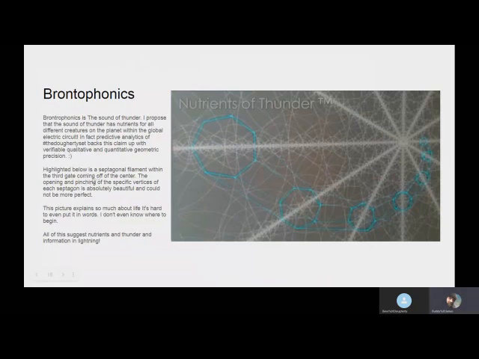through compression and rarefaction. So highlighted below is a septagonal filament within the third gate coming off of the center. The opening and pinching of the specific vertices of each septagon is absolutely beautiful and could not be more perfect. This picture explains so much about life, and it's hard to even put into words. I don't even know where to begin. So all of this suggests nutrients of thunder and information in lightning.